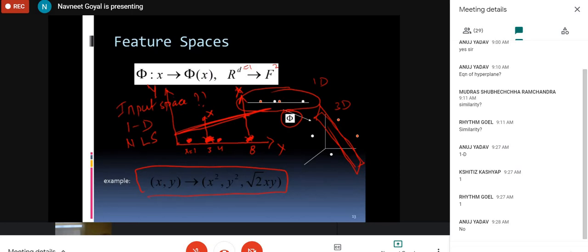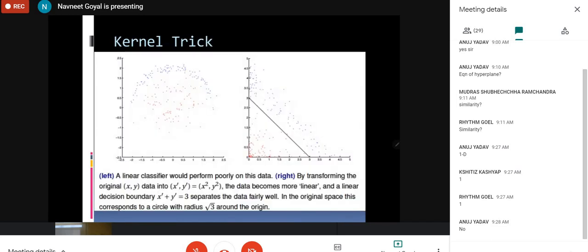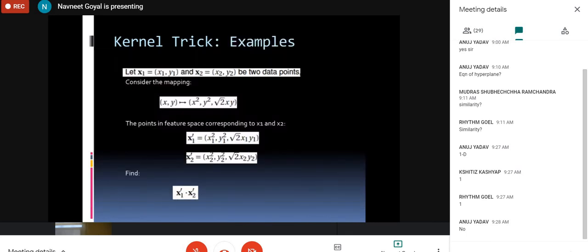So can I find a transformation like this from 1 dimension to 2 dimensions, such that the points become linearly separable? This is the whole concept about kernels. No, not the kernels, the mapping phi. So let me give you some more inputs.